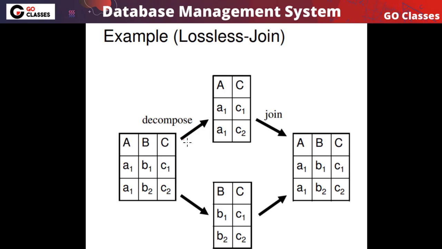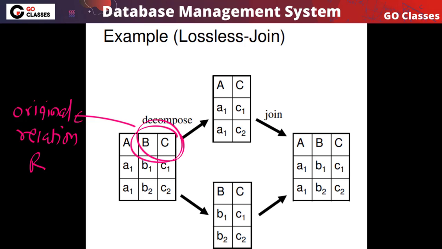Let us take one example. Consider this relation. So this is the original relation R, the original data that we have. And we are decomposing this relation into AC comma BC.